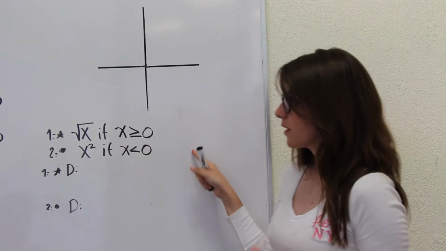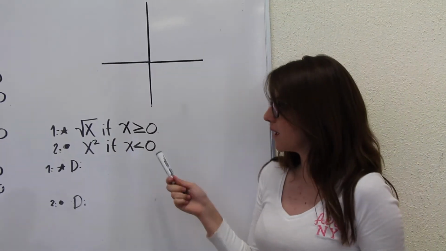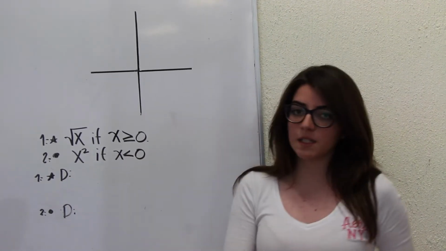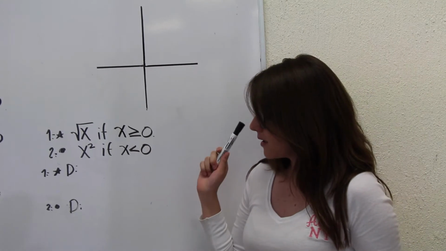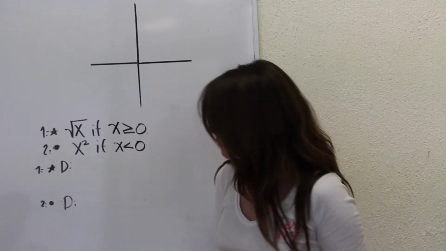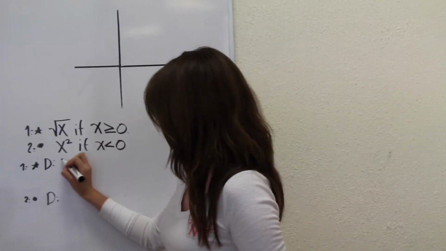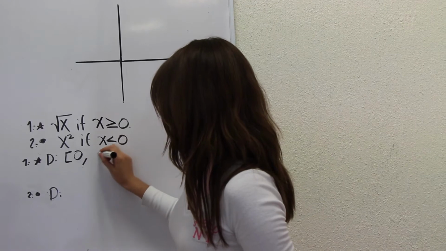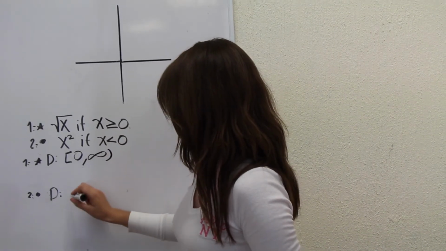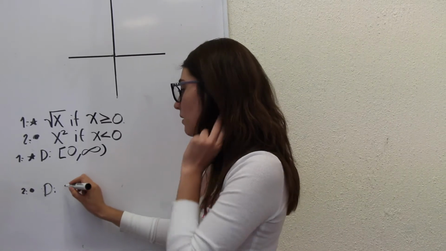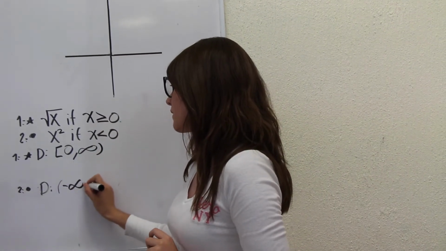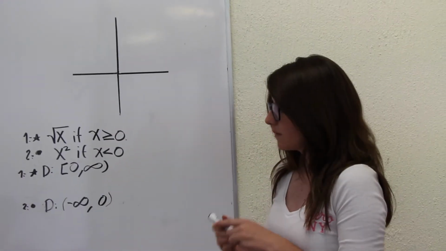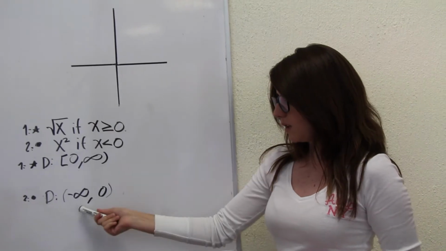First of all, we have these two functions. The first one is the square root of x if x is bigger than or equal to 0, and the second one is x squared if x is less than 0. To begin with, we'll start by determining the domain. The domain of the first function is 0 to infinity, and the domain of the second function will be minus infinity to 0. As we can see, the 0 here is included, but here it is not.